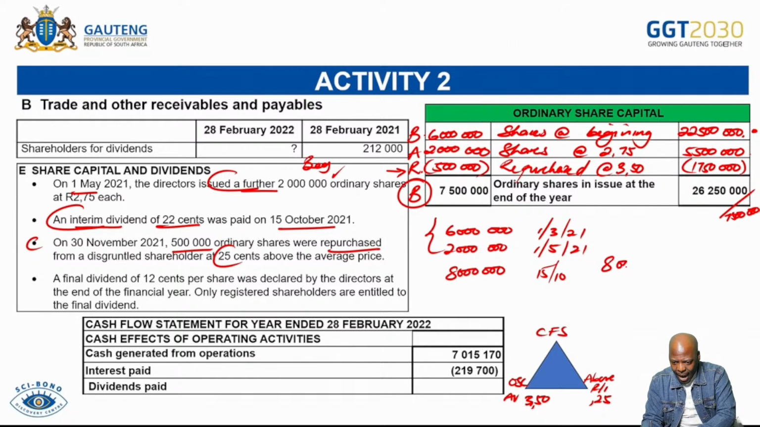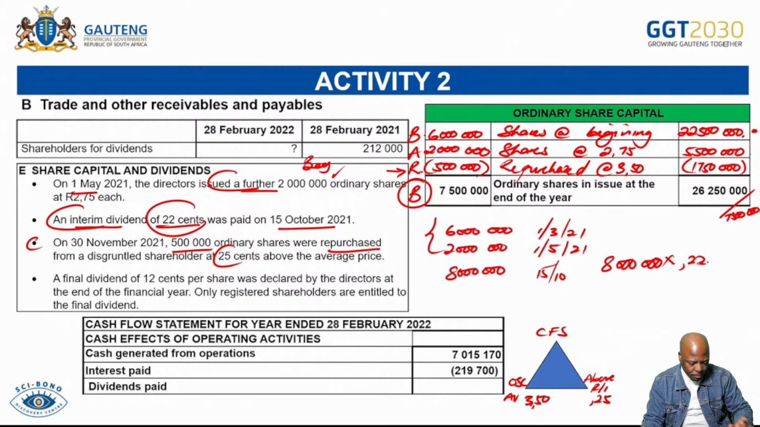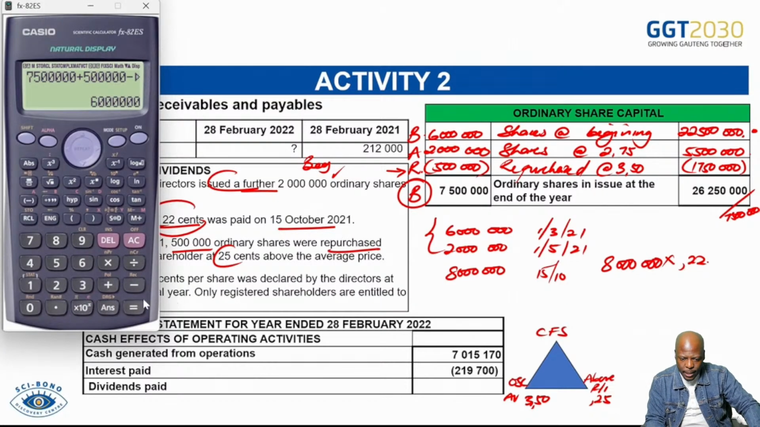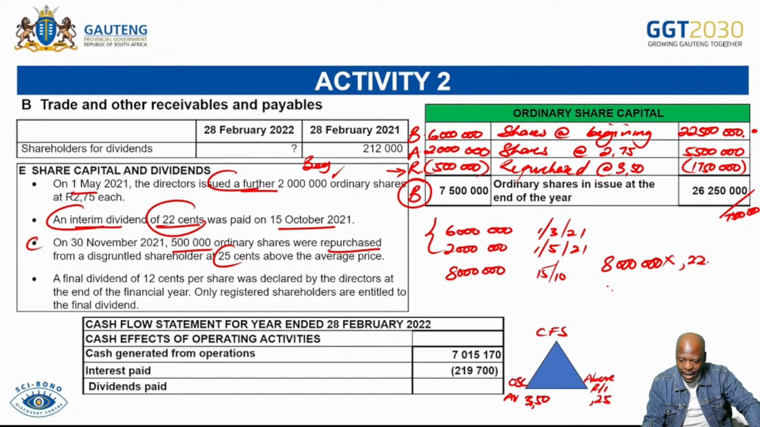So I'm going to come here and say I had 8 million shares that I gave my interim dividend of 22 cents. Then I'm going to say multiply by 22 cents. Okay. Then I'm going to come and say now, calculator, it is 8 million that we need. Here is my 8 million. Is that 6 zeros? I think so. Yes. 8 million multiply by 22 cents. That's going to give me 1,760,000.